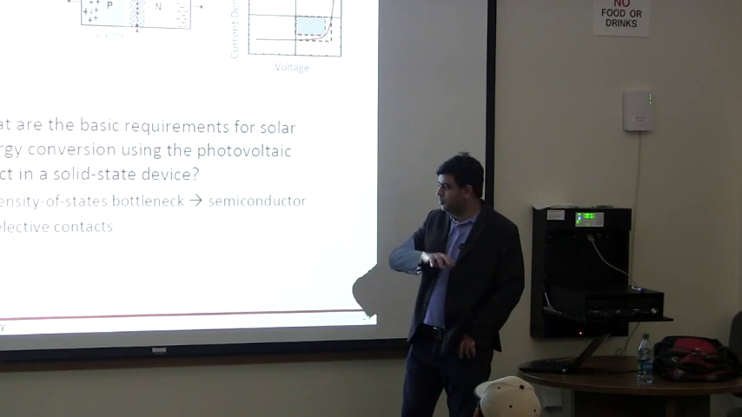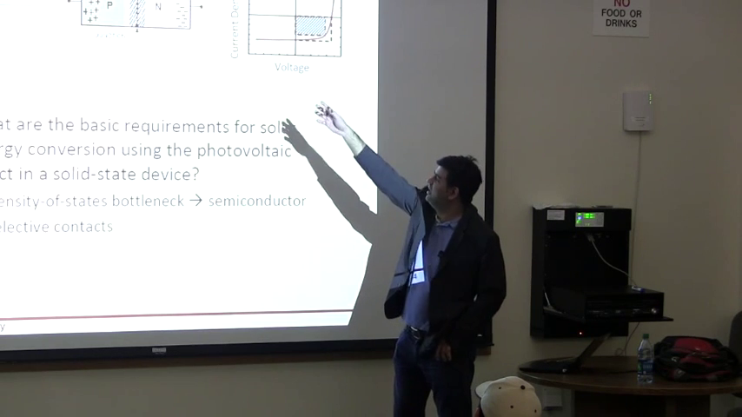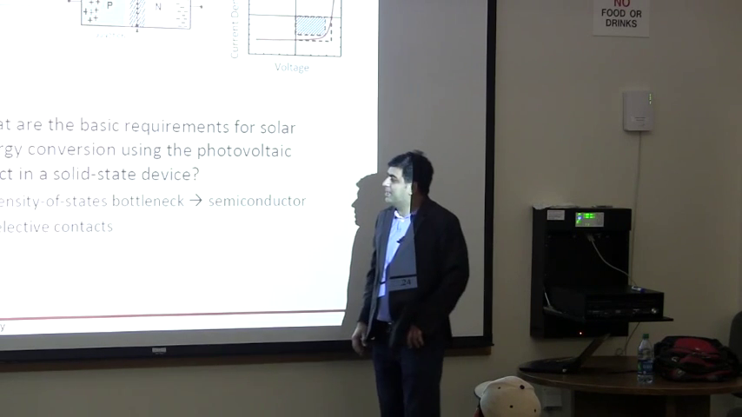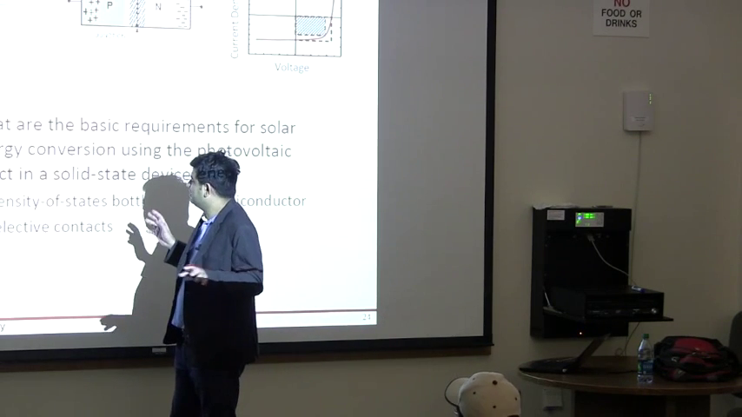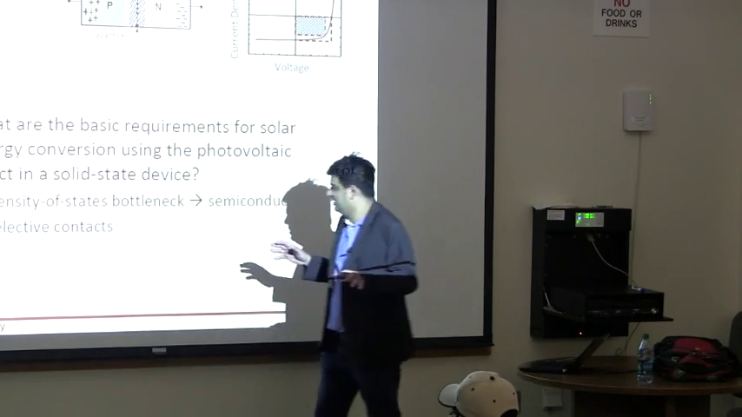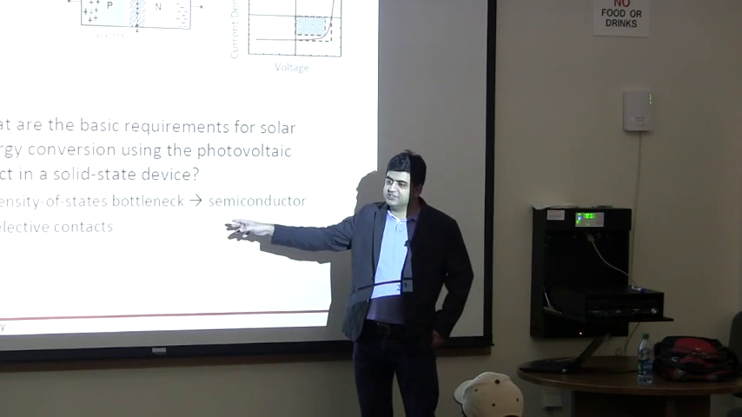In fact, most of the cells you buy in the market don't operate on this principle, or they look nothing like that p-n junction. So I want to give you a more generic definition of solar cells: you just need two things. You don't need a p-n junction. All you need is a thing called a density of states bottleneck.